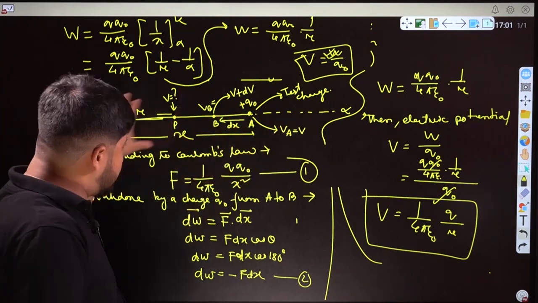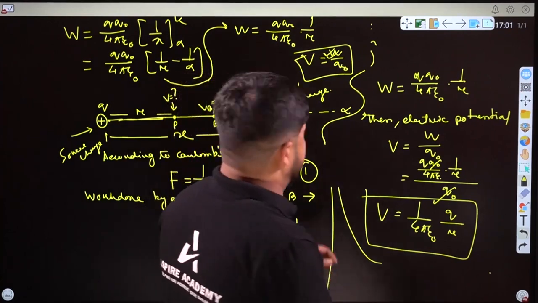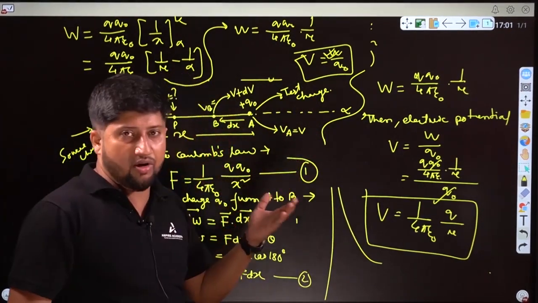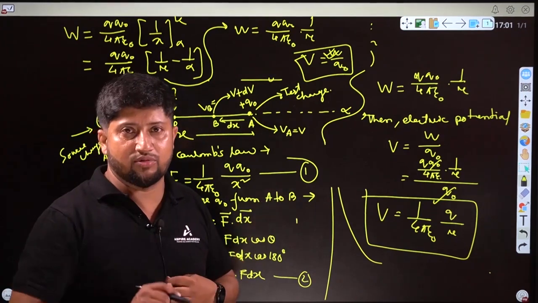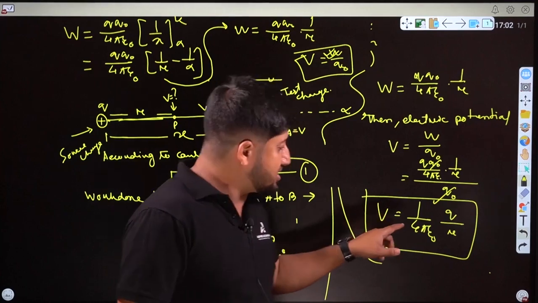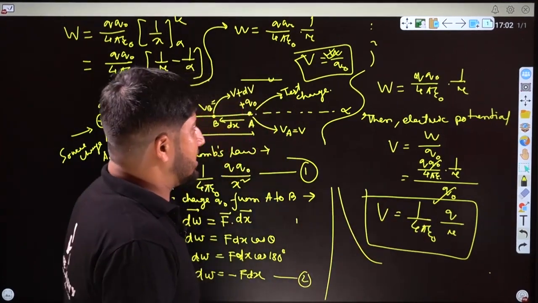I have already explained the diagram, so you have to learn the integration. I already told you about the integration, how to proceed; you can just copy from the video and keep it, and you will understand by yourself. So our electric potential due to point charge is V is equal to 1 by 4 pi epsilon naught Q by R. This is the electric potential.